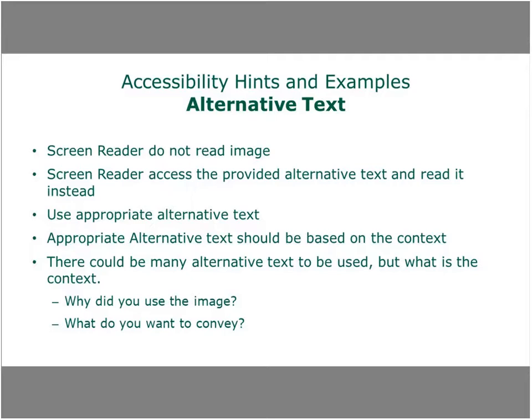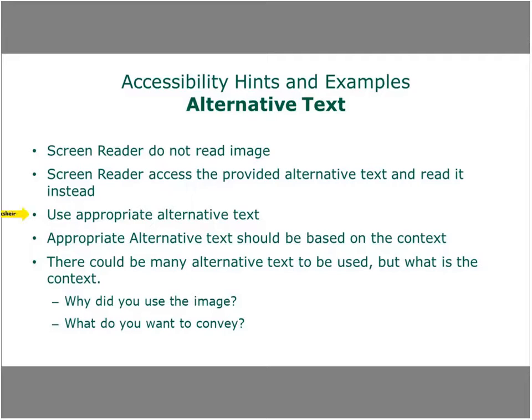Why do we use it? Because the screen reader does not read images. It will see the image, but if it is not associated with alternative text, it will say blank, or it will read the file name, which is as long as it could be. So the screen reader will not be able to read the image, but it will access the alternative text and read it for someone who's blind.